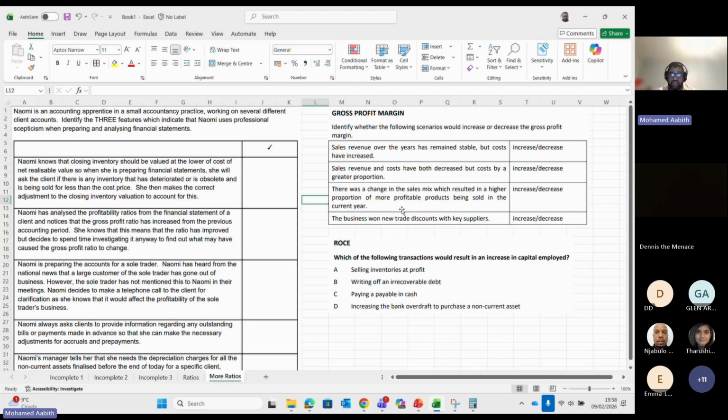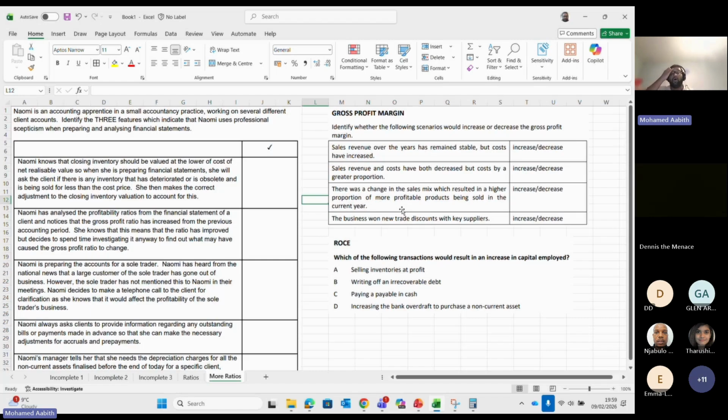And the last one is, which one of the following transactions would result in an increase? Now, hold on. The business won a new trade discount with key suppliers. So when you get a trade discount, what will happen? The trade discount will affect your cost of sales, you reckon? Yes. So therefore, I'm going to have less cost. If I have less cost, what will happen to my gross profit? It's going to increase. So the first scenario is going to be a decrease, and every other way, my gross profit margin will obviously increase.